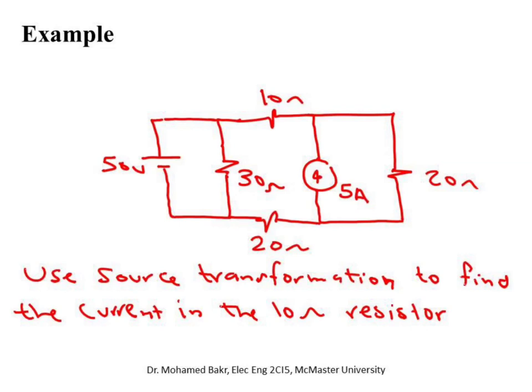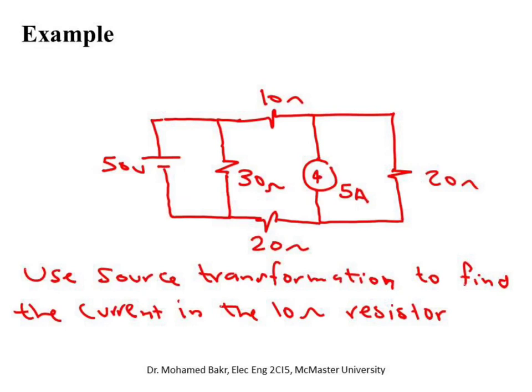Okay, let's consider this example here. We have a circuit. This circuit has two sources, a 5 ampere current source and a 50 volt voltage source. These are both independent sources, and I would like to find the current flowing in the 10 ohm resistor. Of course, you can do this in many ways. We can do nodal analysis, we can do loop analysis, we can do superposition, but I'm going to do it a little bit differently. I will try to convert this circuit into one loop.